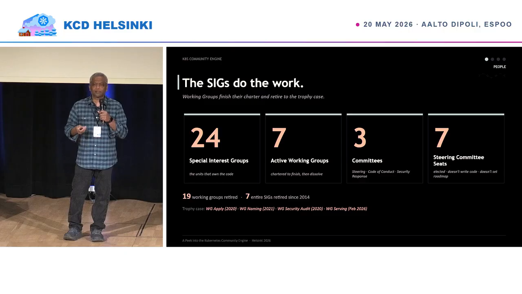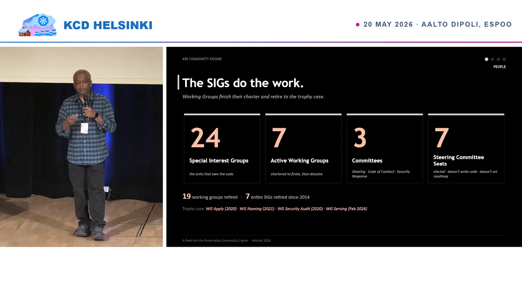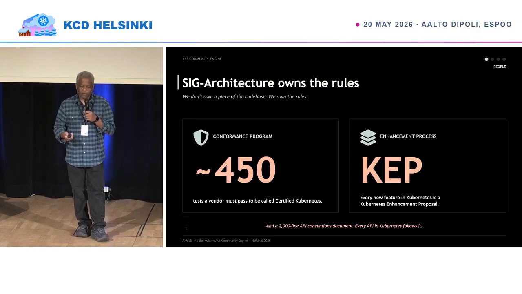When somebody has a good idea for a SIG, we ask them to write a charter. What do you want to be responsible for? What is the code involved, and what is the area that you're going to cover, and things like that. That gets approved by the steering committee, and then that's how we get to do our work.